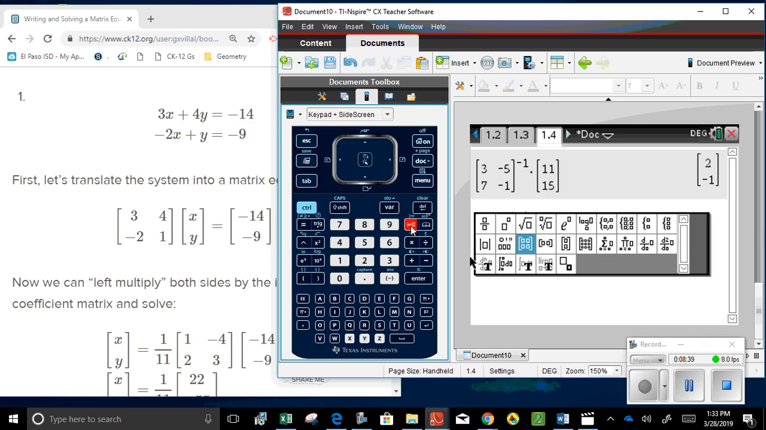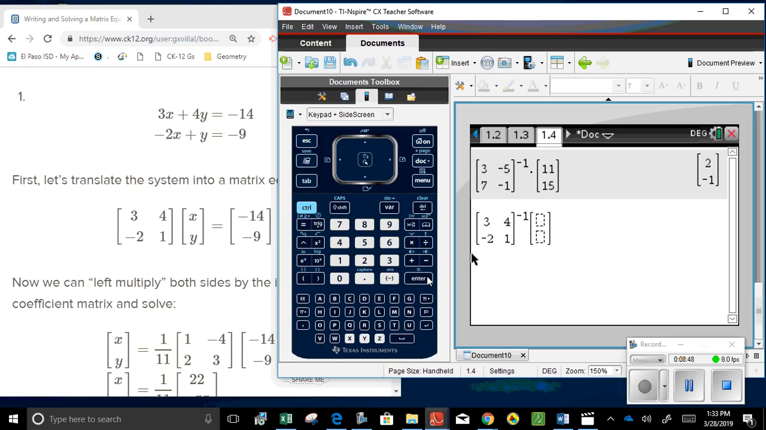So click on the tool again, but this is 2 by 2. I need 2 by 1. That one. Okay? And then press enter. Then we put in the numbers. What is it? Negative 14. And then press tab, then negative 9. And then press tab. Then press enter.